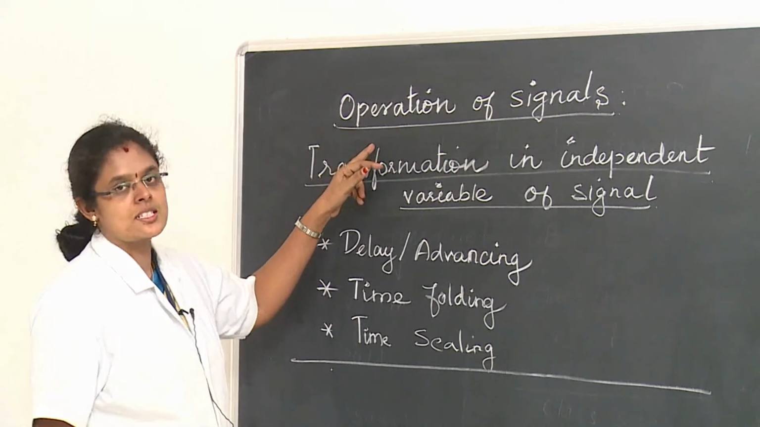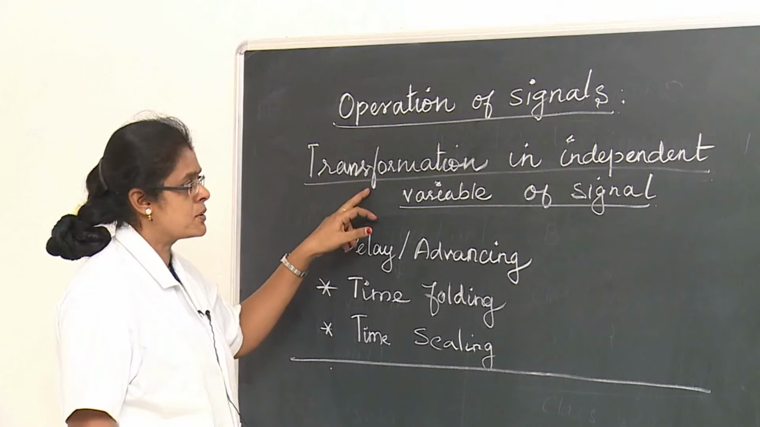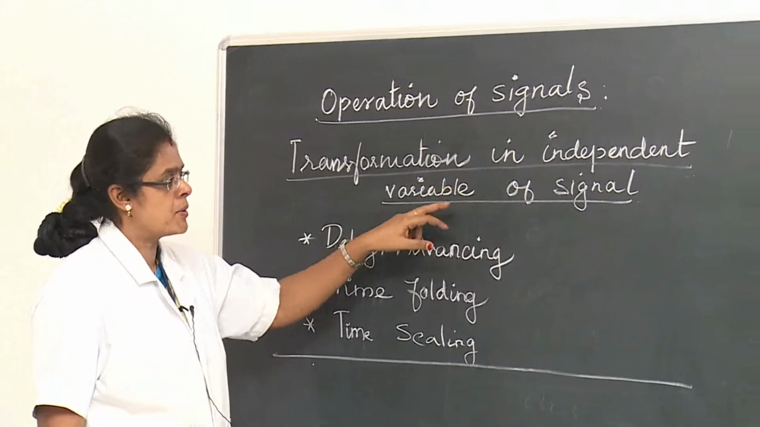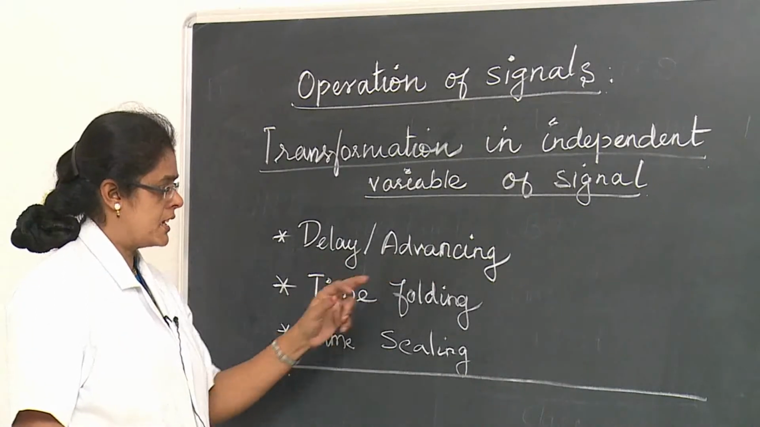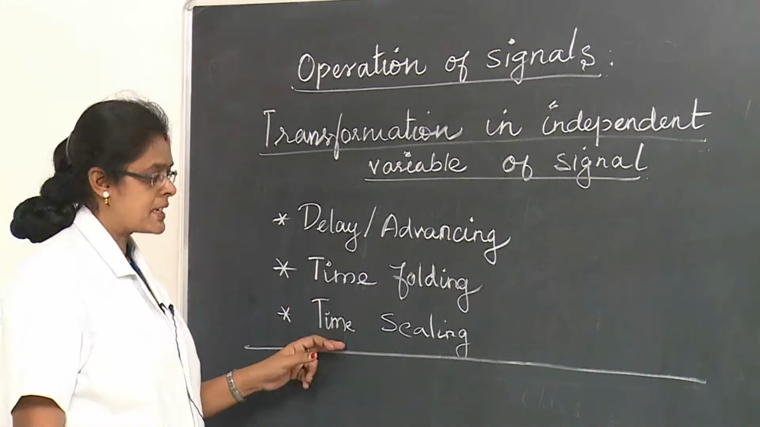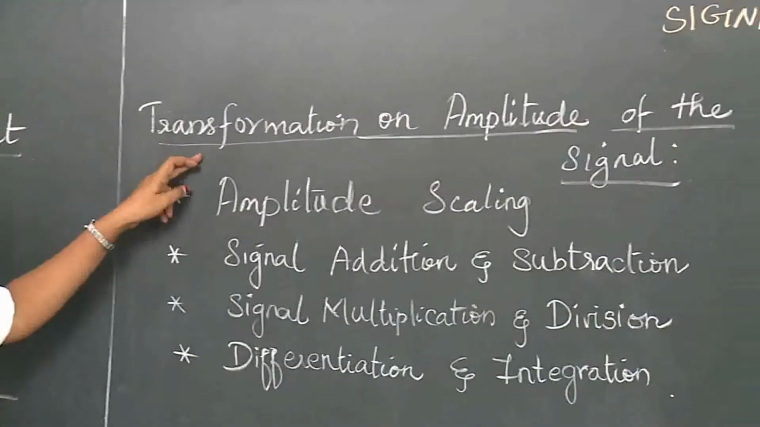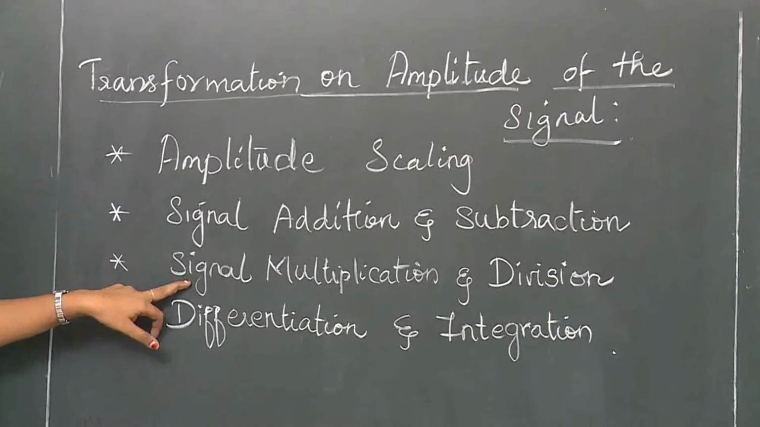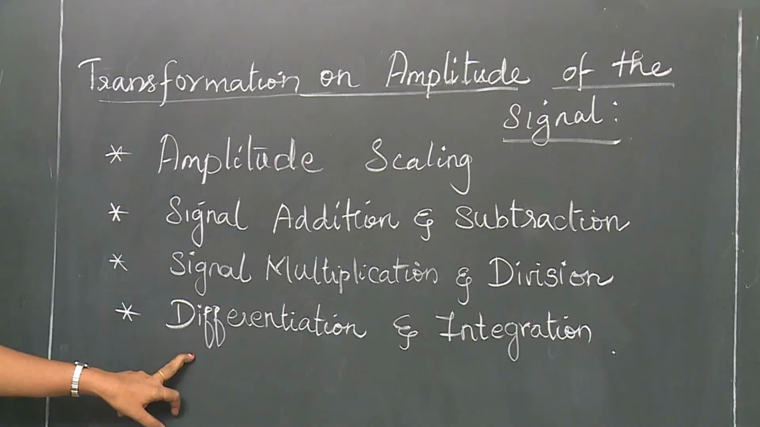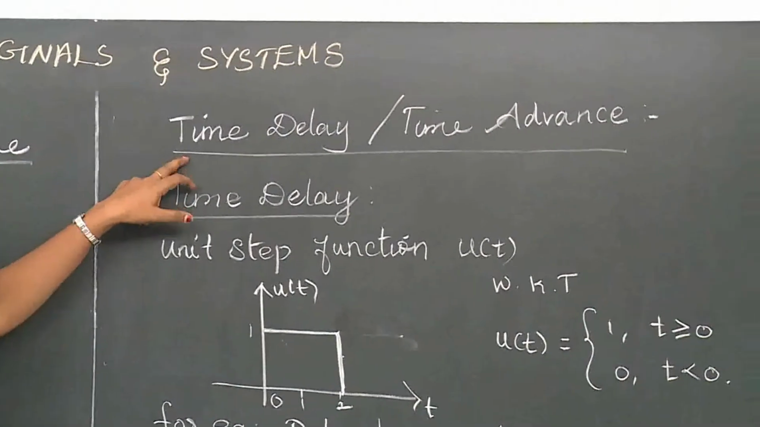Here we are going to discuss operations of signals. These are based on the transformation of the independent variable of the signal. In that we have delaying or advancing the signal, time folding, and time scaling. And the transformations on the amplitude of the signal are amplitude scaling, signal addition and subtraction, signal multiplication and division, differentiation and integration. First we see the time delay and time advance.